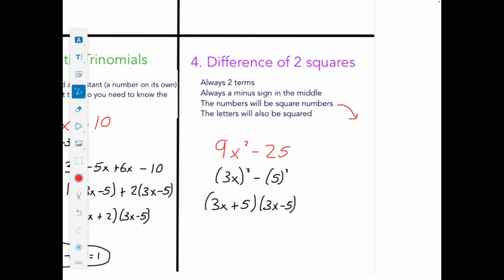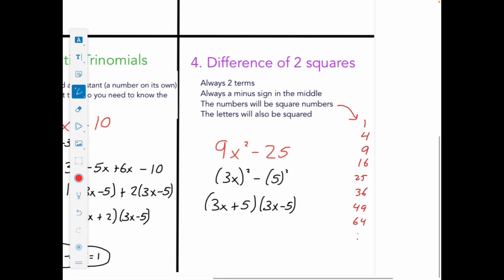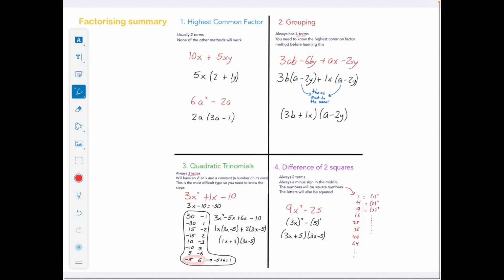And then finally, difference of 2 squares always has 2 terms. There's always a minus sign in the middle, and the numbers will be square numbers. So then you're looking out for the numbers 1, 4, 9, 16, 25, 36, 49, 64, dot, dot, dot. Why are these my square numbers? Because this is 1 squared, this is 2 squared, this is 3 squared. You can continue on that pattern there.